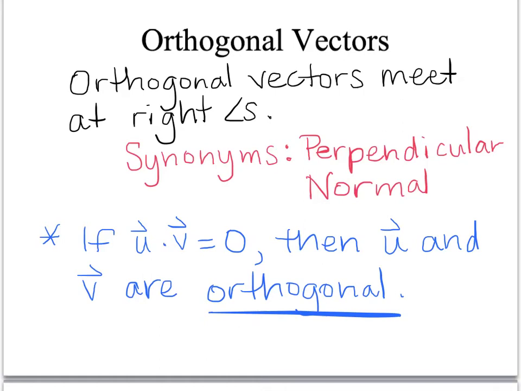The way you can tell if two vectors are perpendicular or orthogonal is by finding the dot product, and if the dot product equals 0, then your vectors are orthogonal. They will meet to form a right angle.